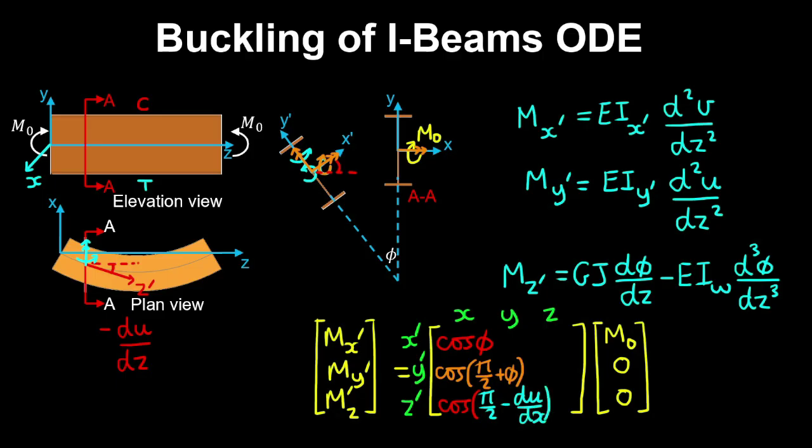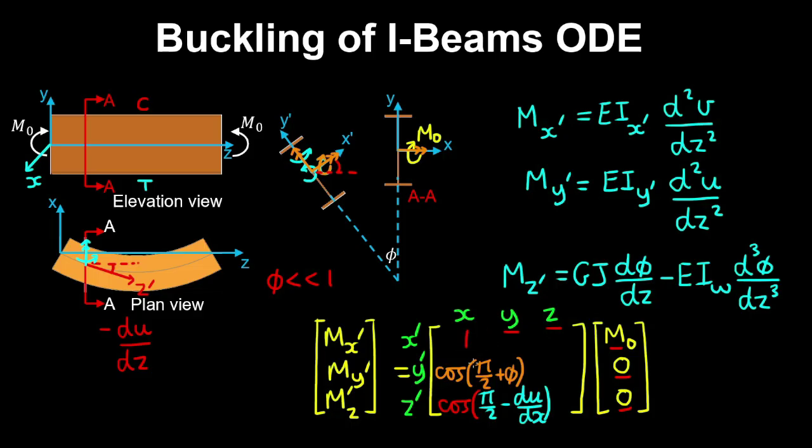So as we mentioned, given that we only have an externally applied moment about the x-axis and none about the y and z-axis, then if we multiply this matrix by this vector, the second and third columns don't contribute. And now using our small angle approximation, we will only consider small deformations. So phi is much less than 1. Then cosine of phi is approximately 1.